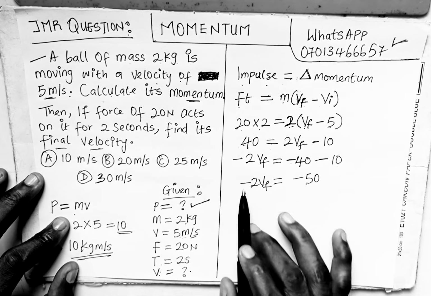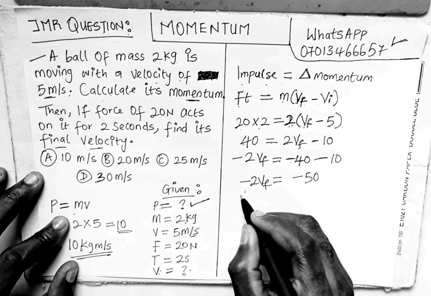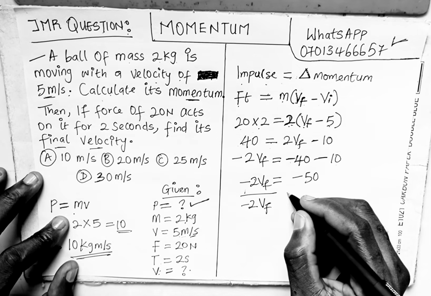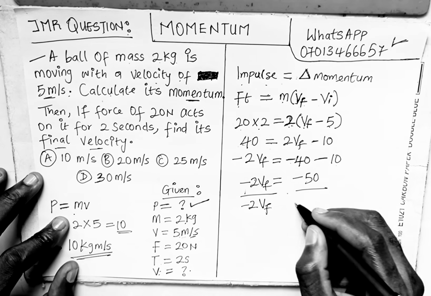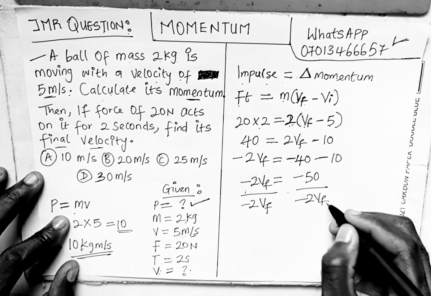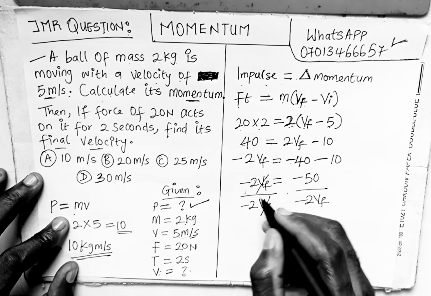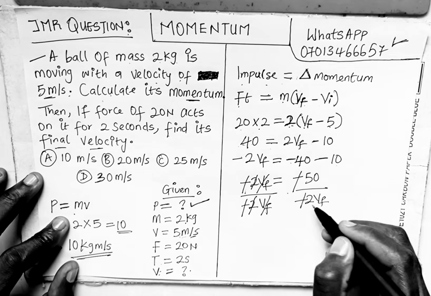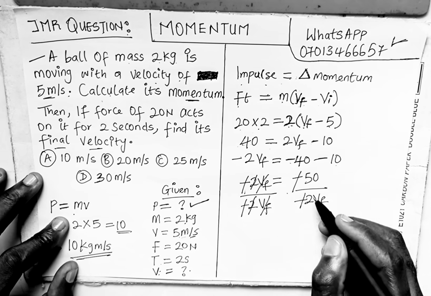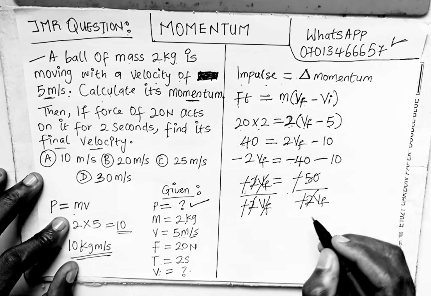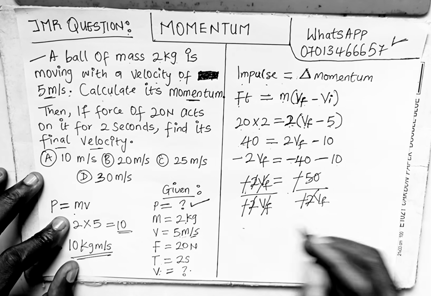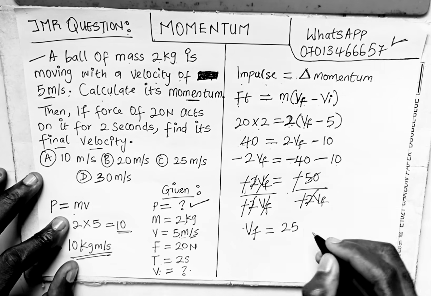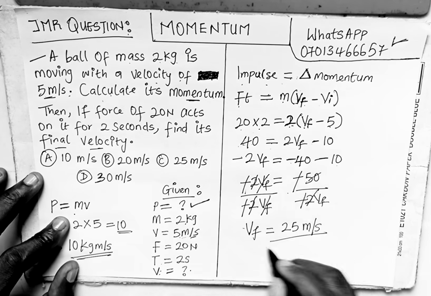So we almost get our answer. What are we going to do? We are going to divide both sides by the coefficient. Just put minus 2VF here because we are dividing by the coefficient, over minus 2VF. We cancel VF, we cancel 2, we cancel minus. Here minus cancels minus. 50 cannot cancel anything, so 50 divided by 2 will give us 25. We bring our VF down here. VF is equal to 25 meters per second.